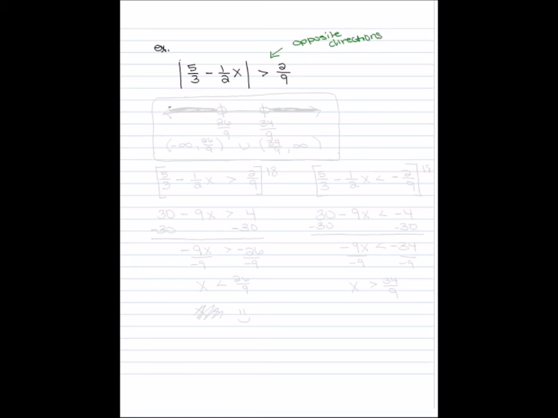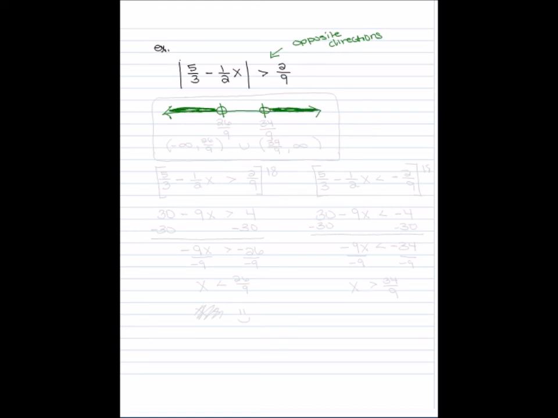So I draw my picture. I have my number line. I have two numbers. It's going to be an open circle at each one of the numbers, and I shade in opposite directions because this says greater than.